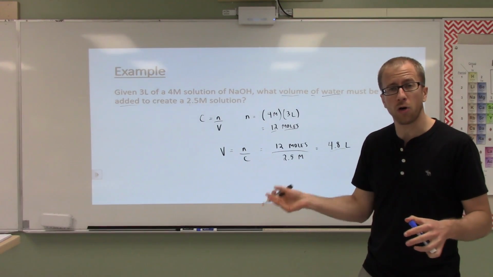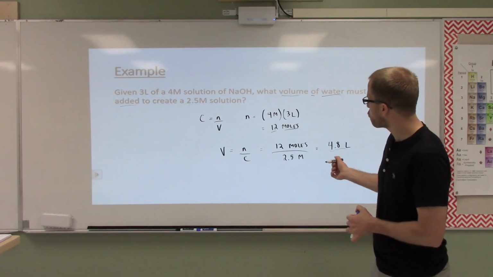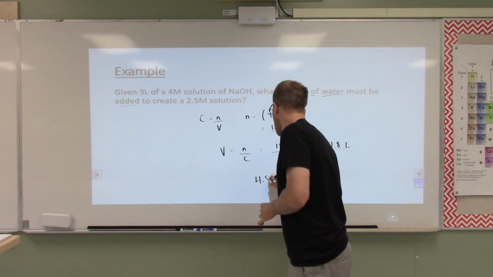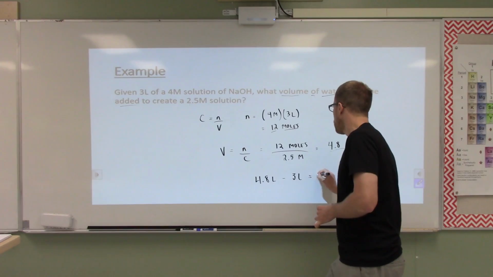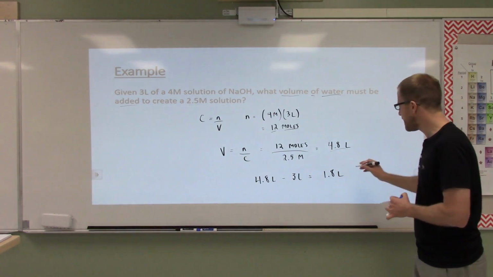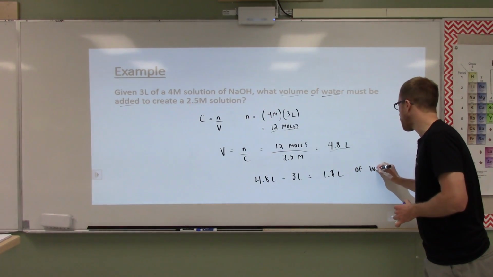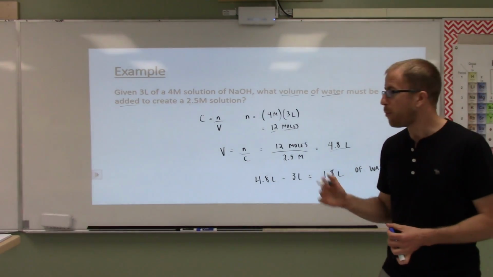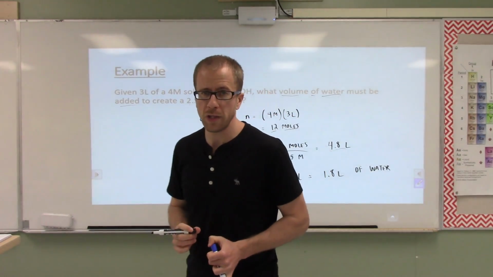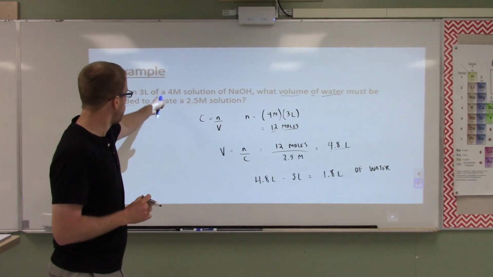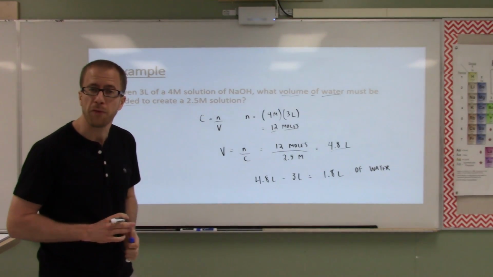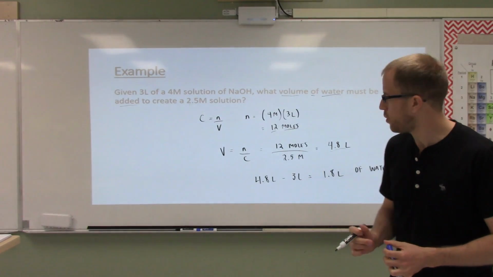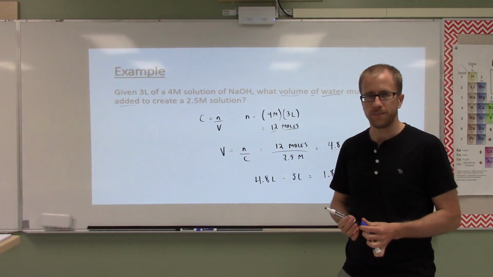So to figure out how much water we must add, we have to subtract our original volume. If we subtract our original volume, we find that 1.8 liters of water was added. So to prepare a 2.5 molar solution from a 4 molar solution, of which we have 3 liters, we must add 1.8 liters of water in order to achieve that concentration.